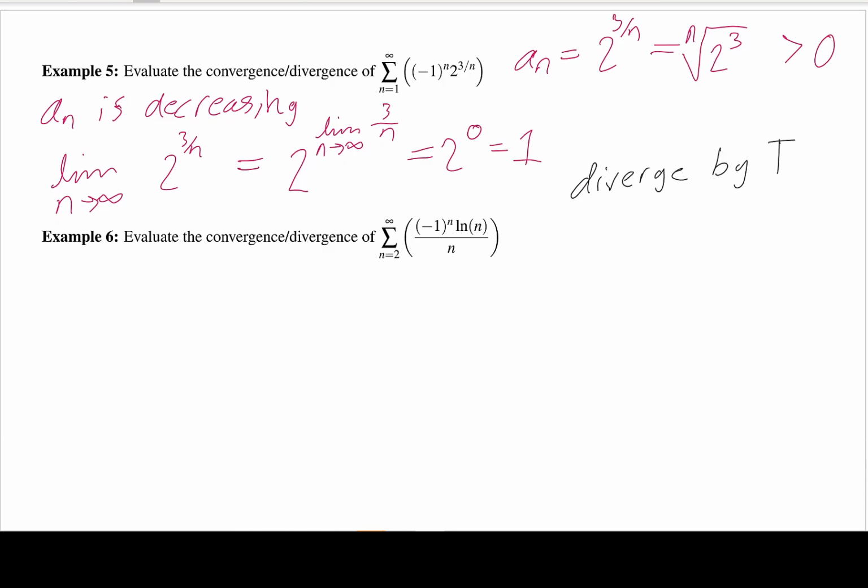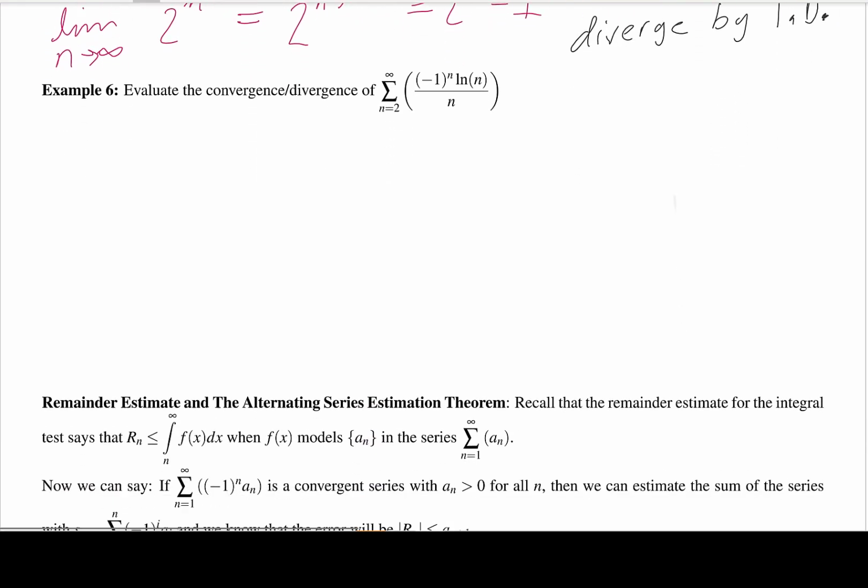This is just another reminder that if you're trying to apply the alternating series test, and you get something that either isn't decreasing, or you get something where the limit doesn't work out like we want it to, then you should probably go back and check your test for divergence if you didn't already check it. Okay, and so now let's check out example 6.